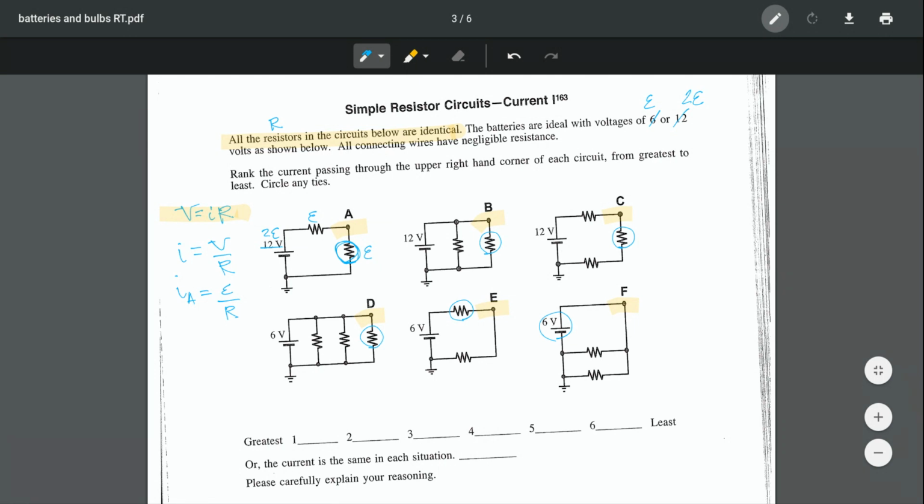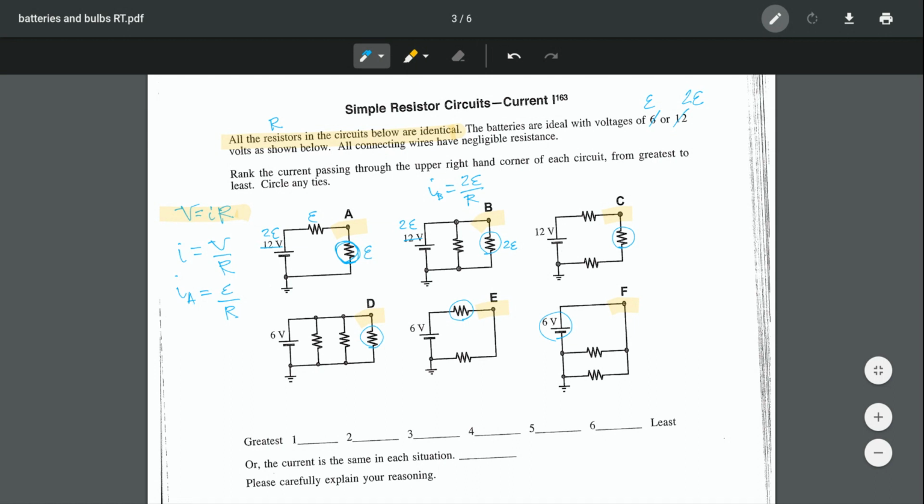Let's do the same thing for case B. Again, this is 2E. This time, though, check it out. The drop over this resistor is the whole battery, the whole thing here, 2E. I can know that because when I drop over this resistor, I go from the high side of the battery to the low side of the battery. So the current for B is going to be 2E over R, twice as much as I had in case A.